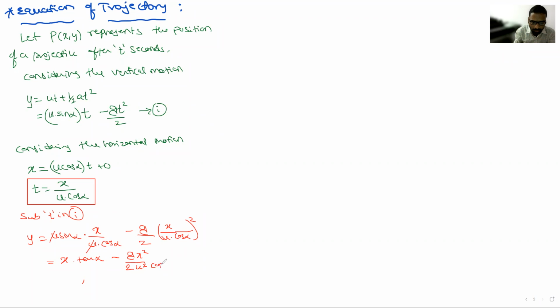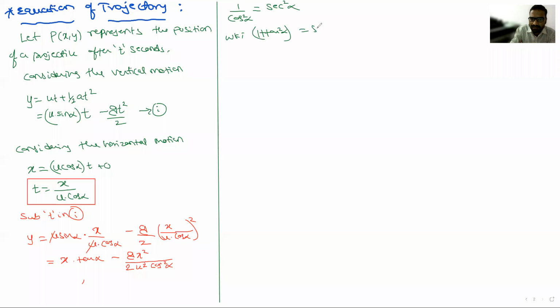Cos square alpha. Is it correct, all of you? Next, as per your trigonometric relations, 1 by cos alpha is sec alpha. 1 by cos square alpha is sec square alpha. So we know that 1 plus tan square alpha is equal to sec square alpha. I will substitute this value here.